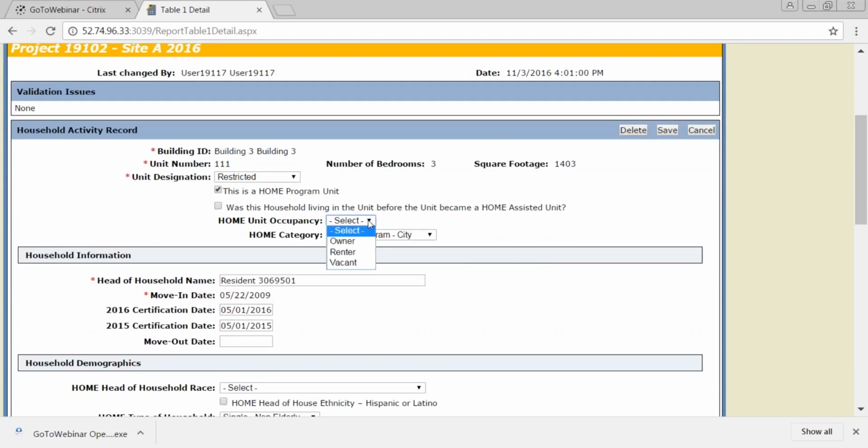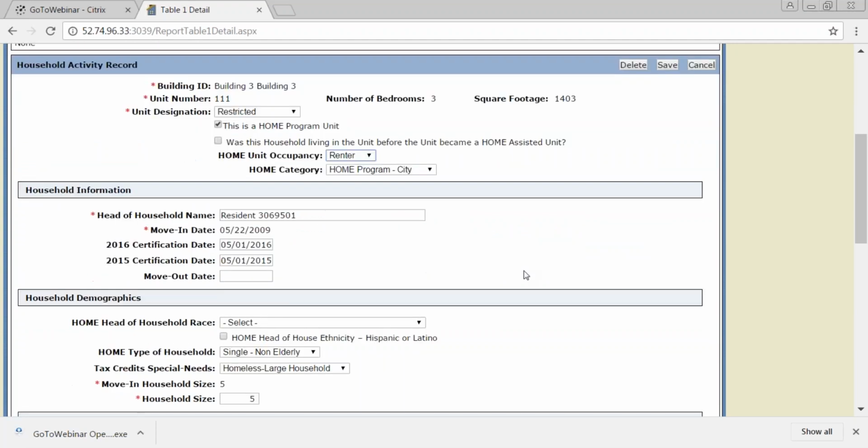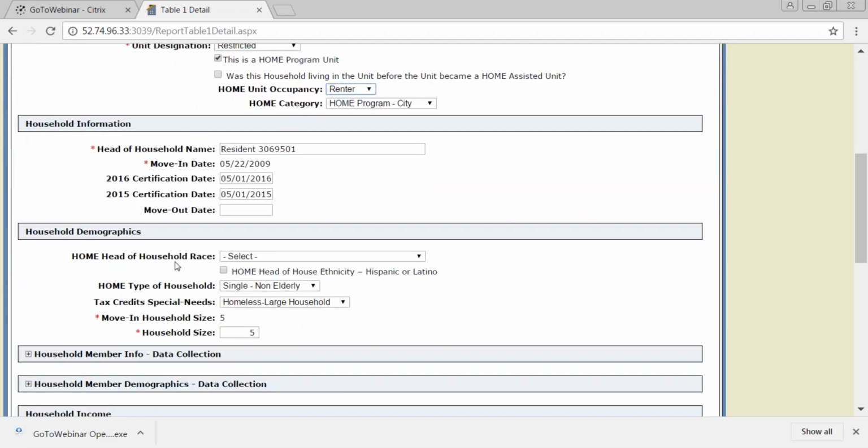So we would need to make sure that, if it doesn't look like the unit was vacant, we would want to select that it was renter. It also looks like the home head of household race was not completed, so this would need to be completed as well. Home head of household ethnicity, we don't know if it was completed or not, but assuming it was.